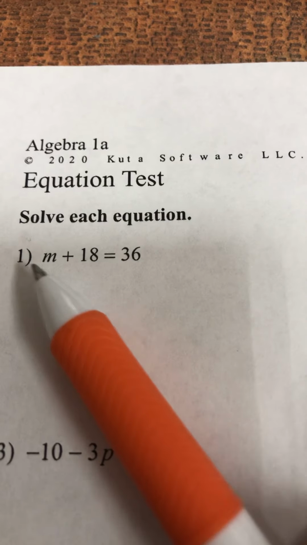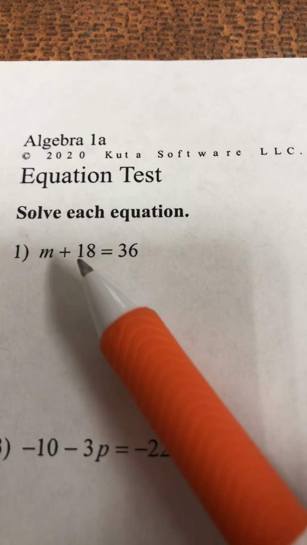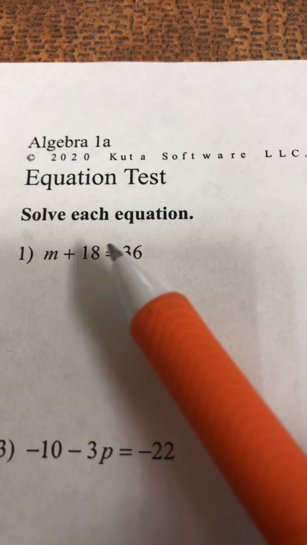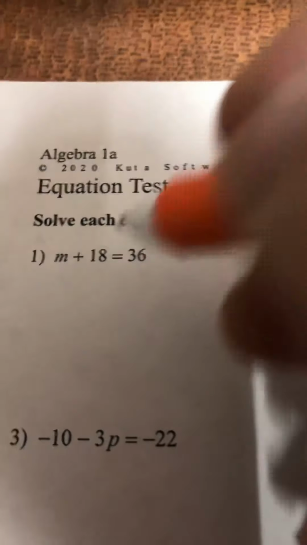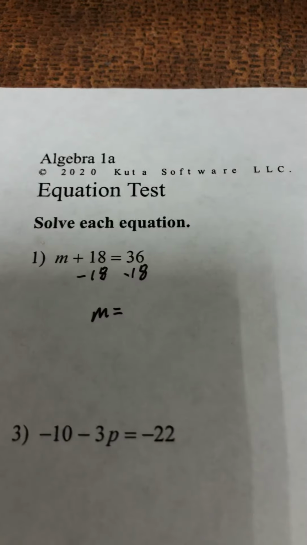So for number one, what you want to do here is we want to get m by itself. So remember, you've got to subtract 18 from both sides. So I'm subtracting 18, and then that's going to give you what m equals, okay?